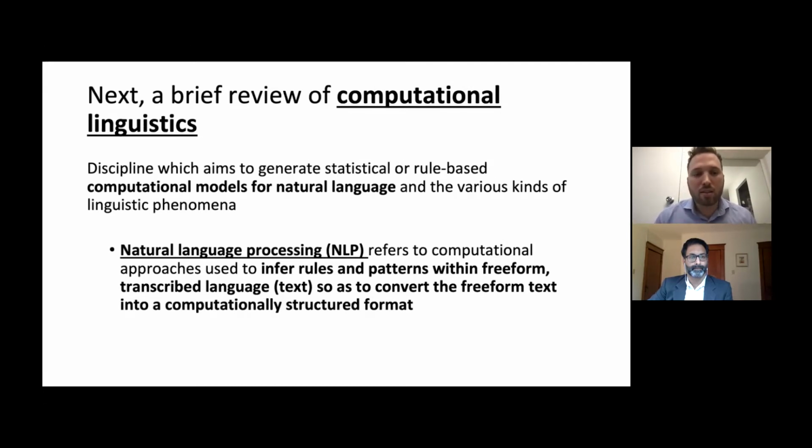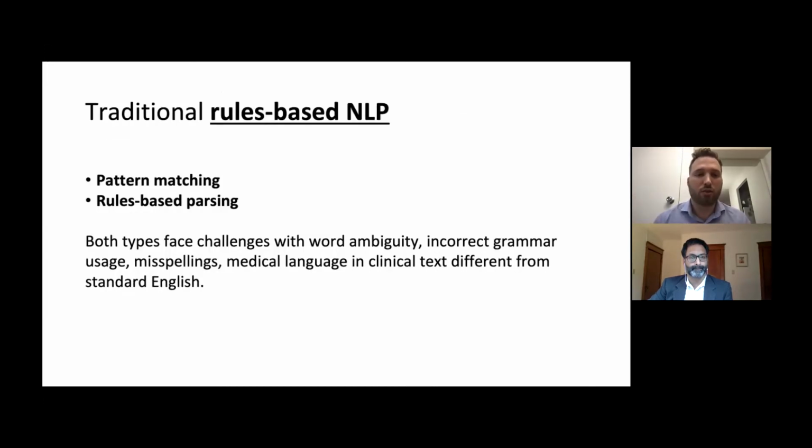So in the past, most of NLP was classic statistical or rule-based computational models. And so natural language processing would leverage computational approaches to infer rules and patterns within free-form transcribed language or text, so as to convert that free-form text into some sort of structured format that's usable. And so with the traditional computer science, the rules-based, you can have pattern matching or rules-based parsing of NLP. But as you can imagine, language is so complex. It's extremely difficult to think of every if-then statement for language. So it wasn't so accurate, due to the ambiguities and the incorrect grammar, etc.